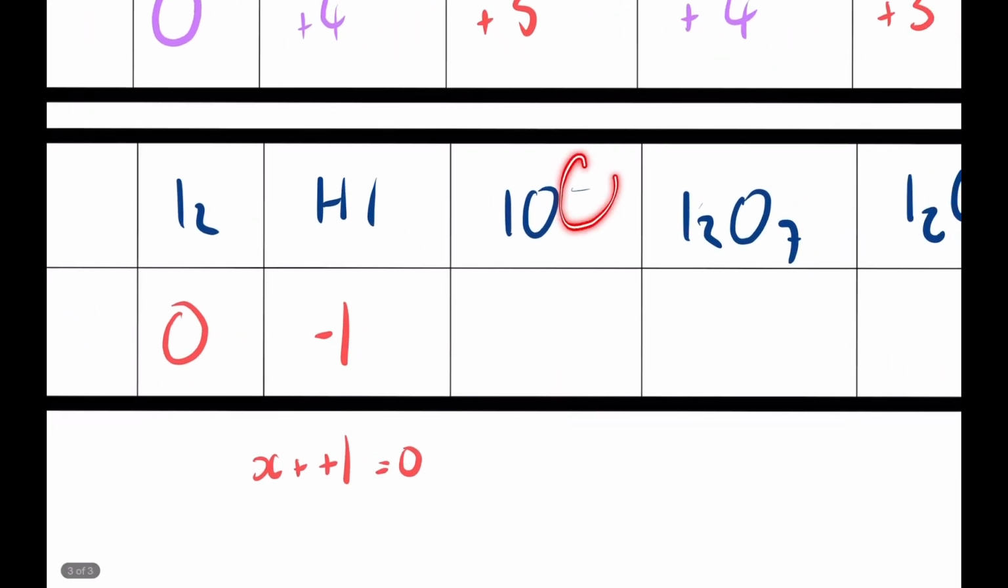IO minus. So this time we've got a charge on the outside. Remember, oxygen is minus 2. We know our whole thing equals minus 1. Therefore, iodine here must only equal plus 1.